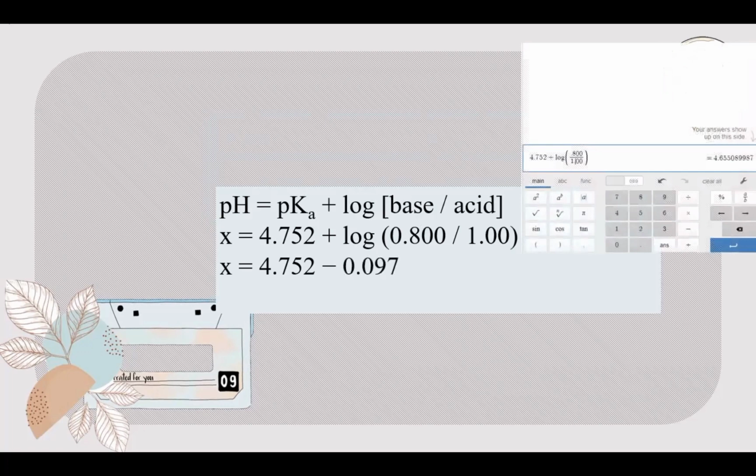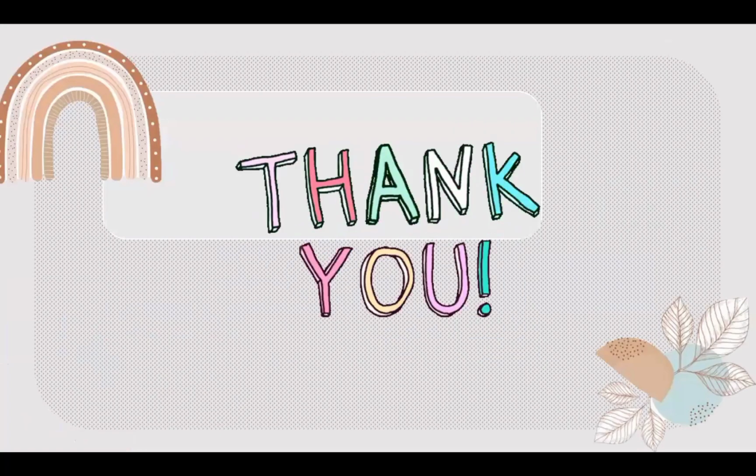Thus, pH is equal to 4.752 minus 0.097. And as shown in the calculator, the answer is 4.65508987. We round it up, so the final answer is 4.655. That's all. Thank you.